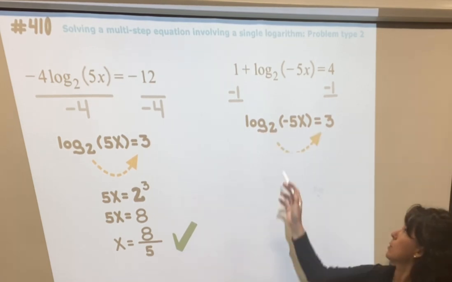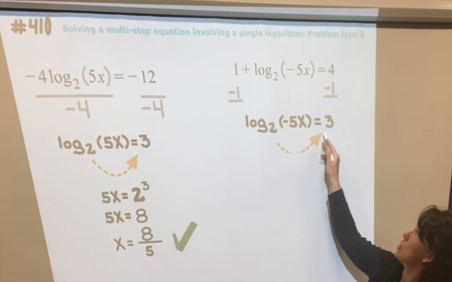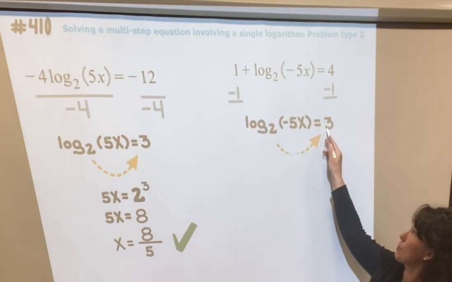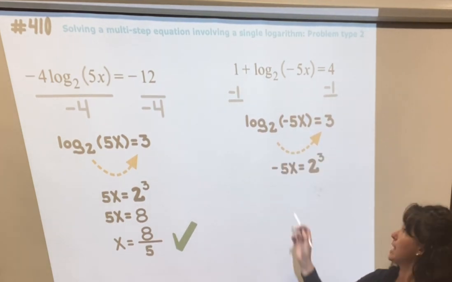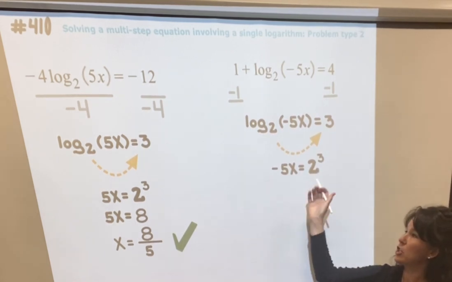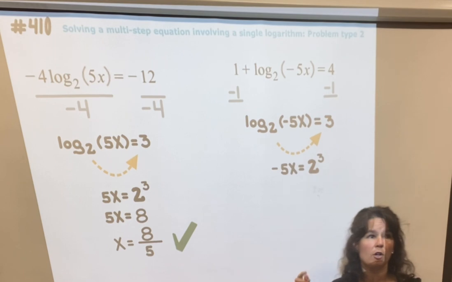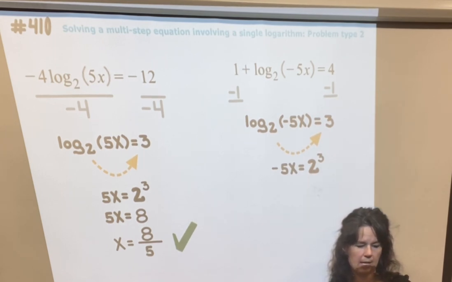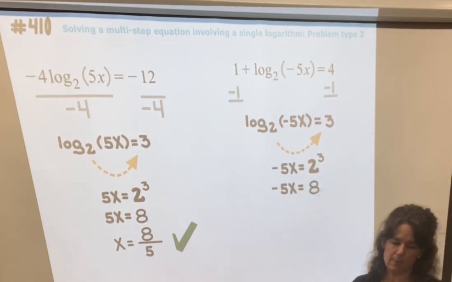Now that I have a single log by itself, that 2 is going to tunnel under, and when that tunnels under, that's going to be 2 to the power of 3. So I'll have -5x equals 2 to the power of 3, and it finishes basically the same. 2 to the 3rd, 2 times 2 is 4, times 2 is 8. Divide both sides by -5.